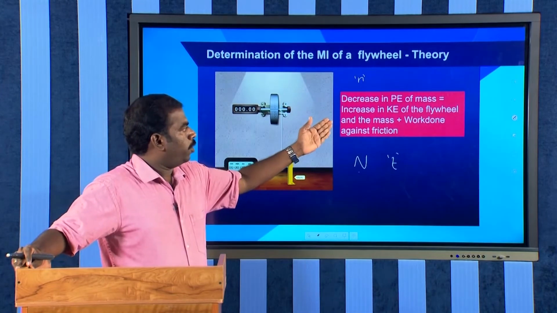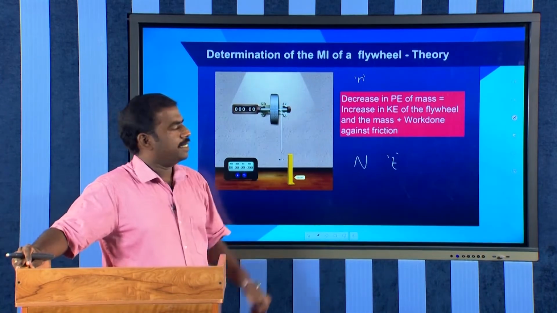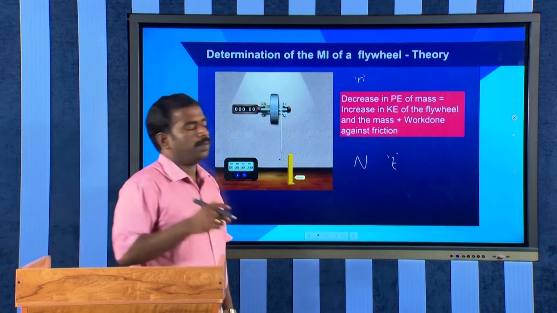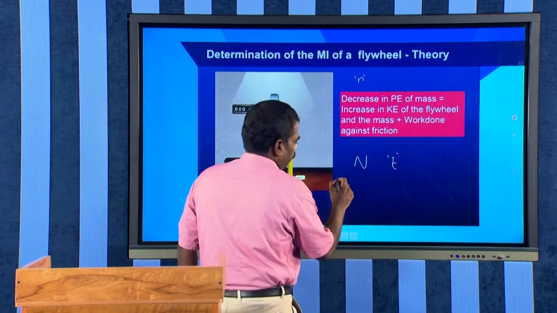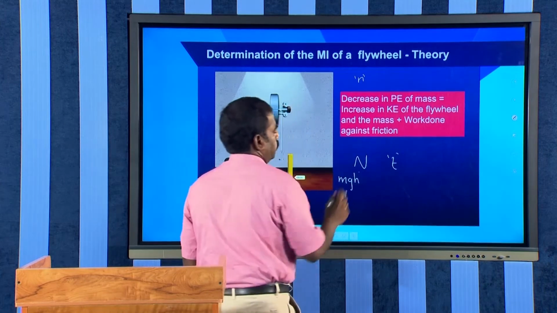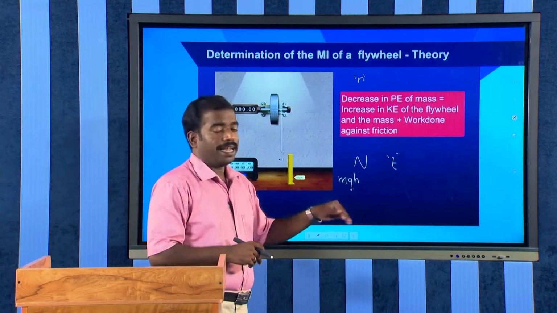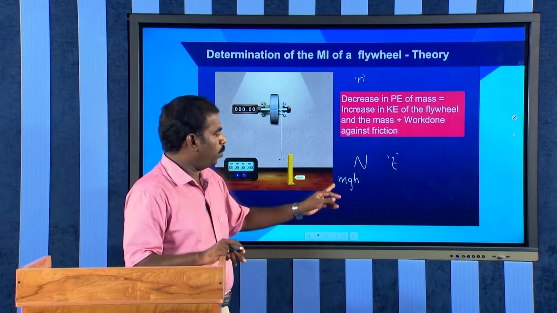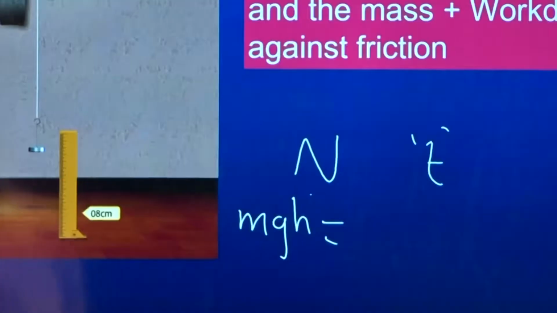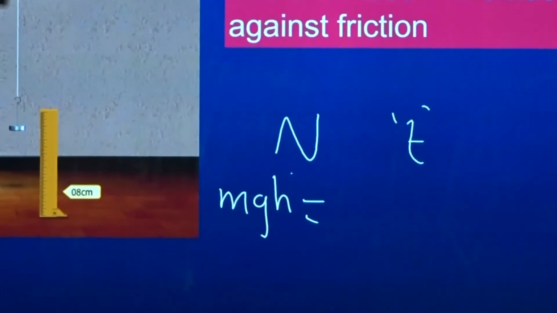So, as per the law of conservation of energy, we can write: decrease in potential energy of the mass equals increase in kinetic energy of the flywheel and the mass plus work done against the friction. Mathematically, the potential energy lost by the mass, if it falls from a height h above the ground, is mgh.